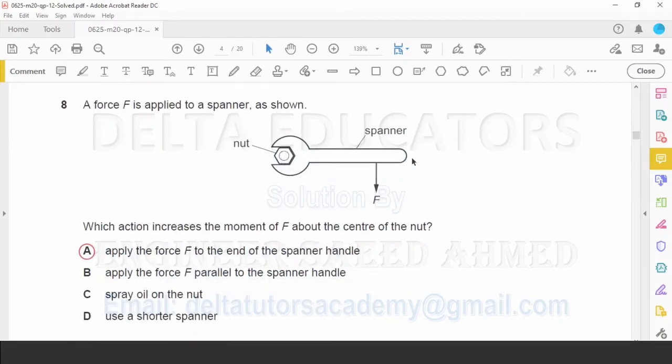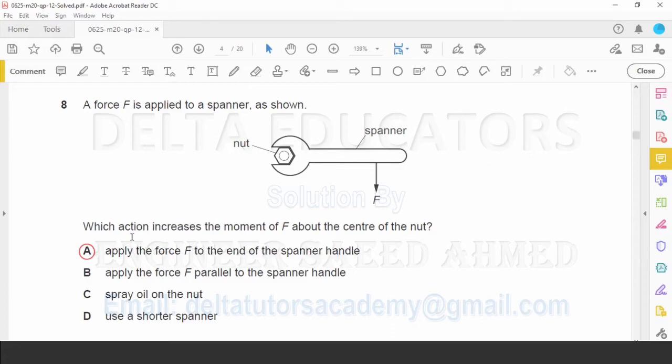Question number 8. A force F is applied to a spanner as shown. Which action increases the moment of F about the center of the nut? Moment is given as the product of force and moment arm. The greater the moment arm, the greater will be the moment. The greater the force, the greater will be the moment. Now we check the options.